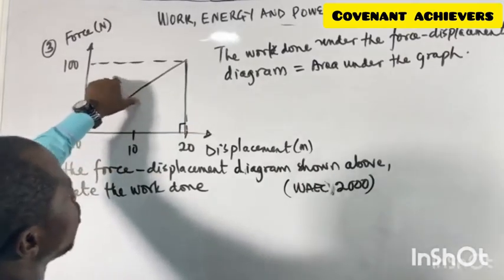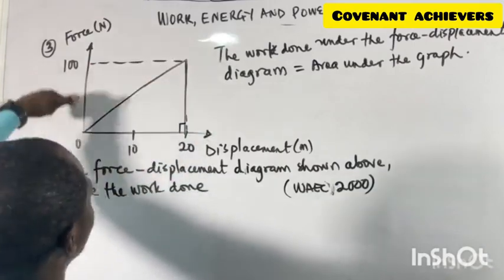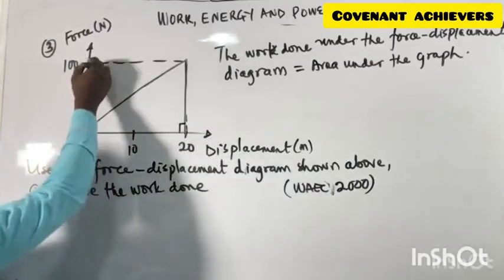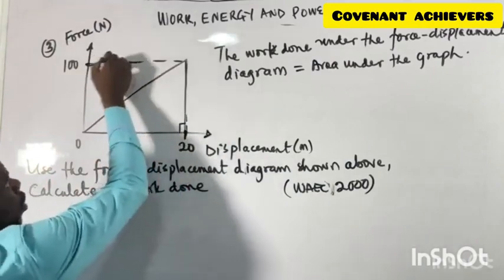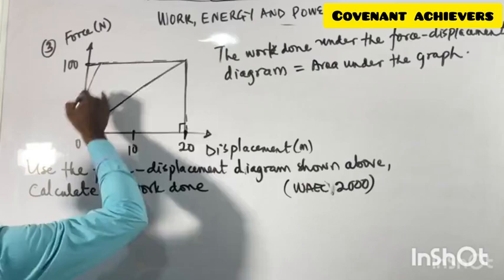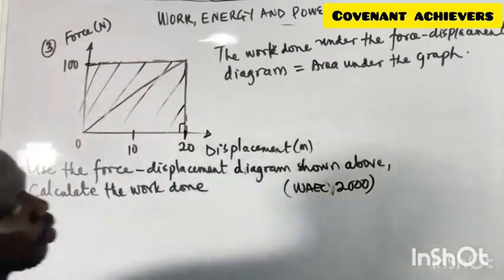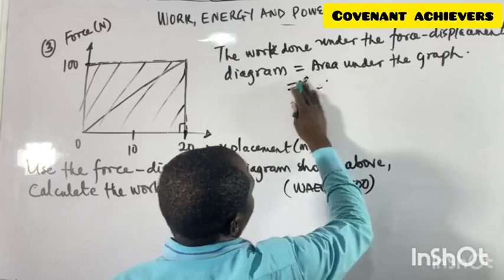And when you look at it, the graph also gives us a rectangular shape because you are plotting force, which is this point, against distance, which is this point. So we are going to look at the total area under the graph, which is the area of the rectangle.